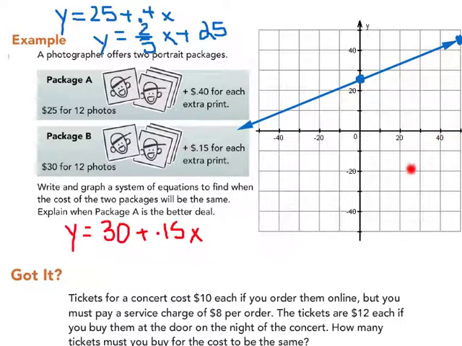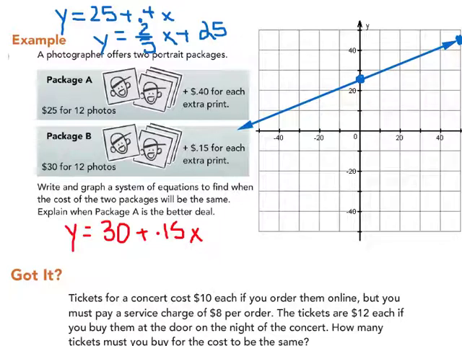So I'm going to plug 40 in for the x. And so it's 30 plus 0.15 times 40. So if I type that into my calculator, that will give me $36. So 40 additional prints would cost $36. So I'm going to approximate that right there.